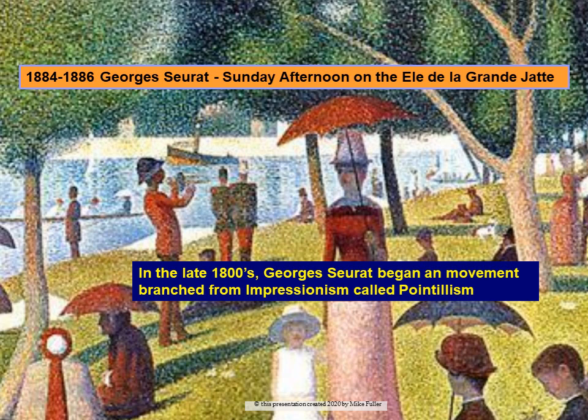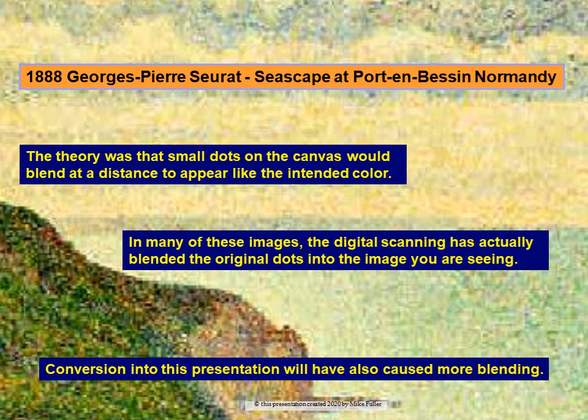George Seurat began the movement, and it branched off from Impressionism. It's called pointillism. This is another example, Sunday Afternoon on the Island of La Grande Jatte. This is painted with small dots of color, which is hard to render in this image. This is George Seurat, Seascape at Port-en-Bessin, Normandy.